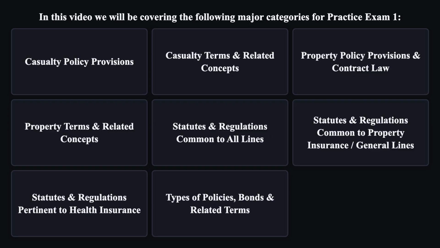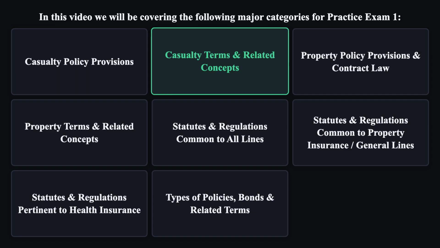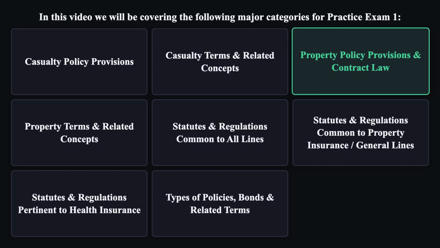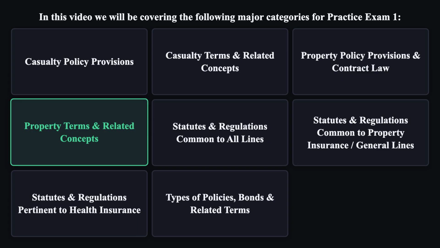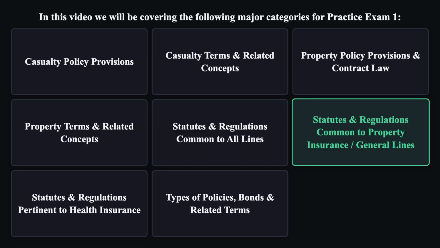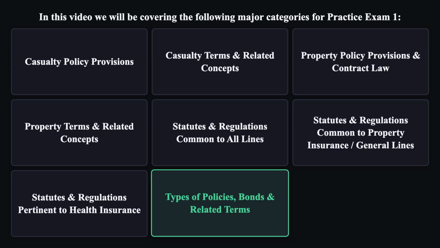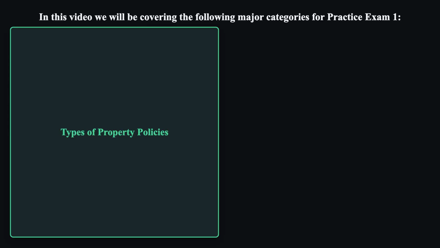In this video, we will be covering the following major categories for Practice Exam 1. Casualty policy provisions, casualty terms and related concepts, property policy provisions and contract law, property terms and related concepts, statutes and regulations common to all lines, statutes and regulations common to property insurance, general lines, statutes and regulations pertinent to health insurance, types of policies, bonds, and related terms, types of property policies.